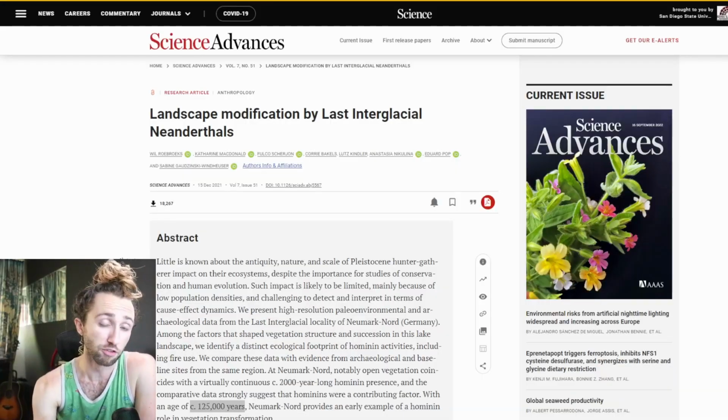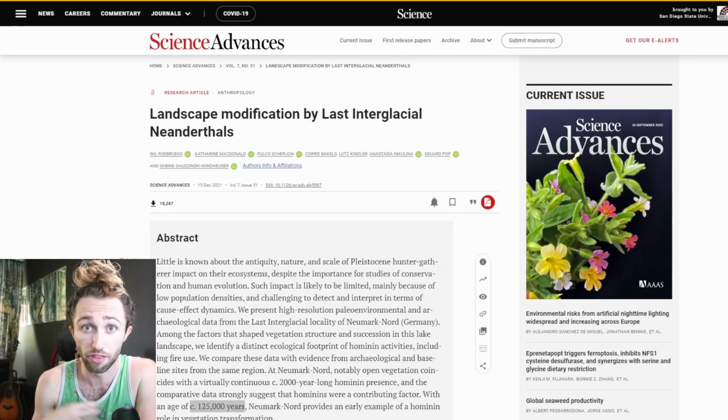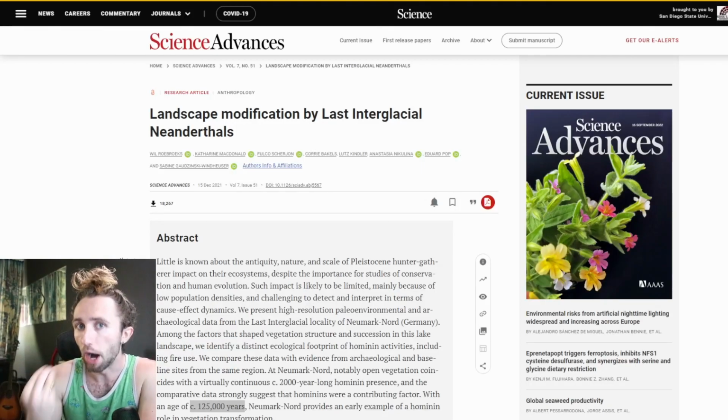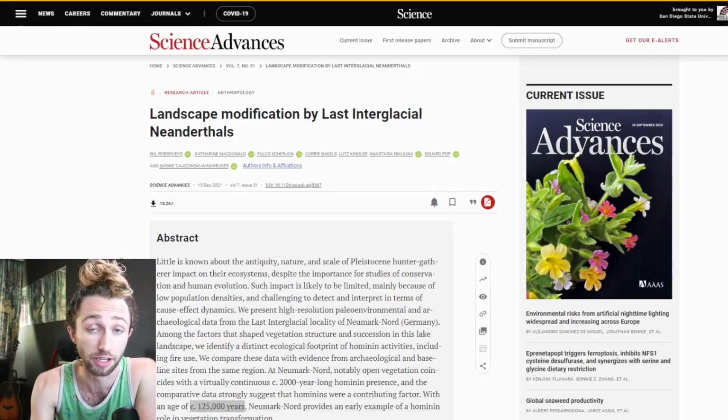You see, there is no such thing as pristine wilderness. There is no such thing as an area untouched by humans, and that's because humans have lived in damn near every corner of the planet for tens of thousands of years. In fact, we have very good evidence that humans, as well as our close cousin the Neanderthals, were modifying our landscapes over 100,000 years ago.